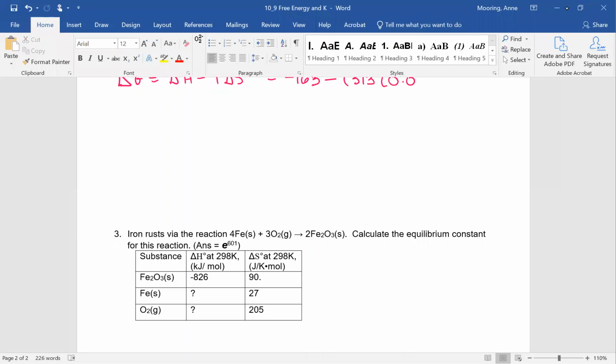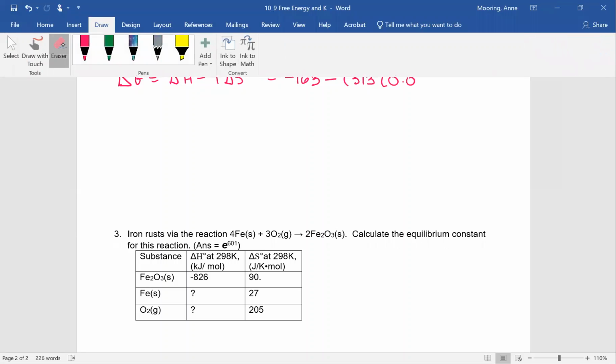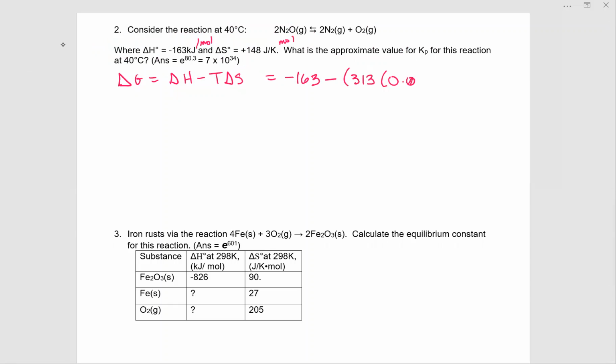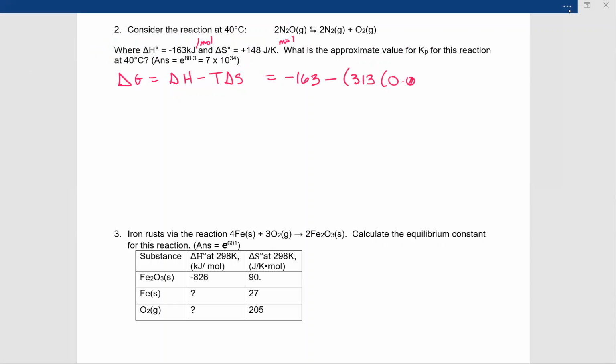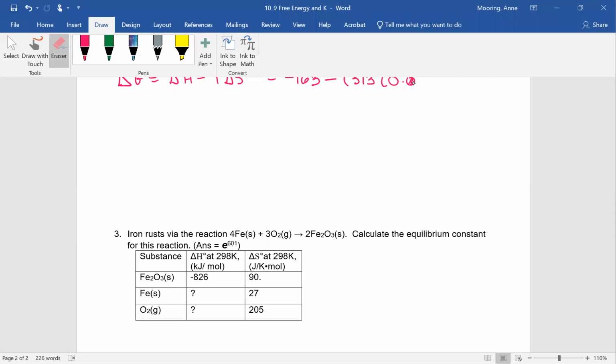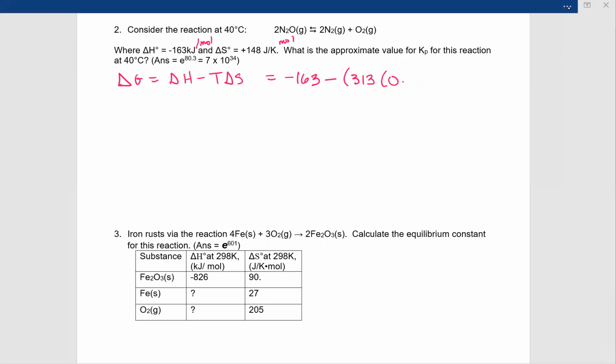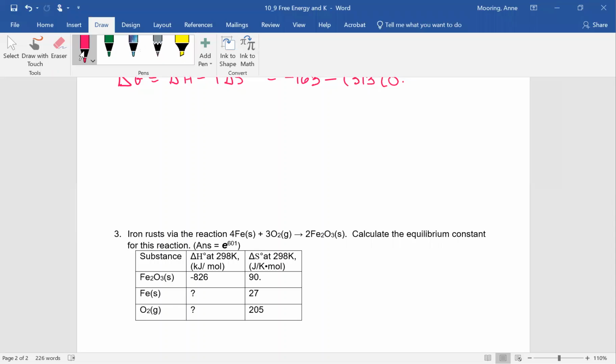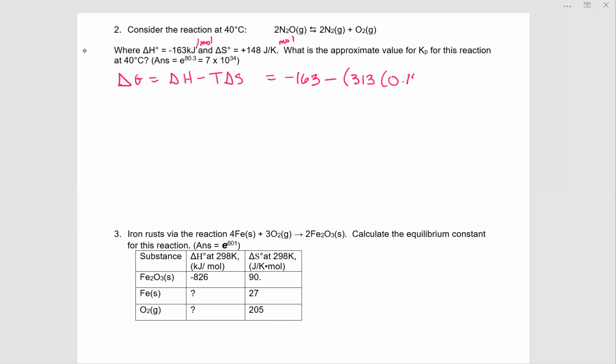0.148. I was trying to put too many zeros in there. Let's get rid of that. Wow, that didn't work. There we go. 148.